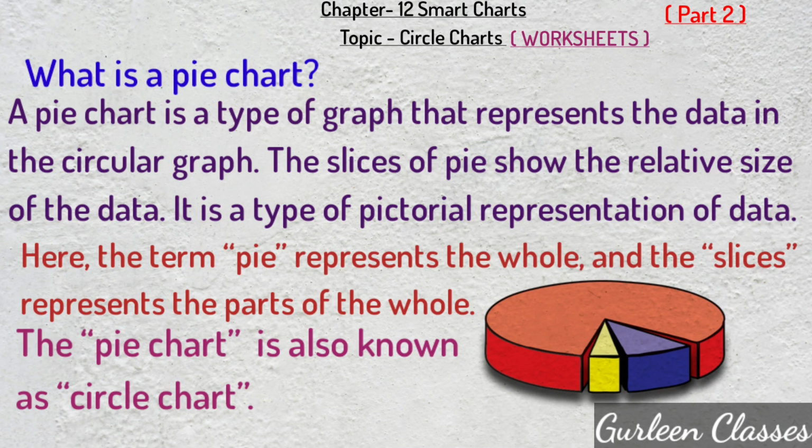So let us do a quick recap. What is a pie chart? A pie chart is a type of graph that represents the data in the circular graph. The slices of pie show the relative size of the data. It is a type of pictorial representation of data. Here the term pie represents a whole and the slices represent the parts of the whole. The pie chart is also known as circle chart that divides a circular statistical graphic into sectors or slices in order to illustrate the numerical problems. Each sector denotes a proportionate part of the whole.